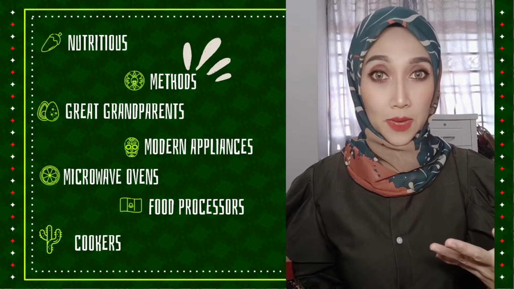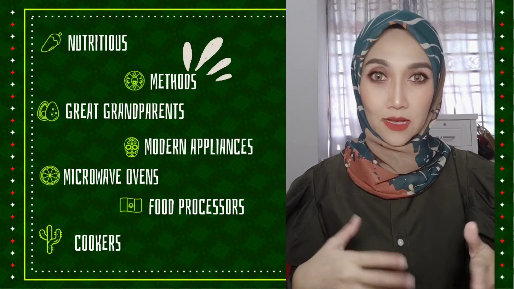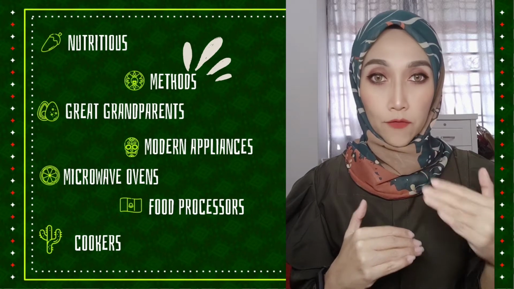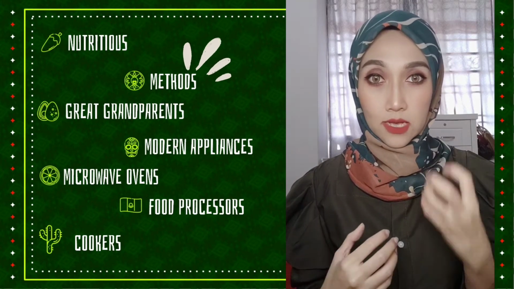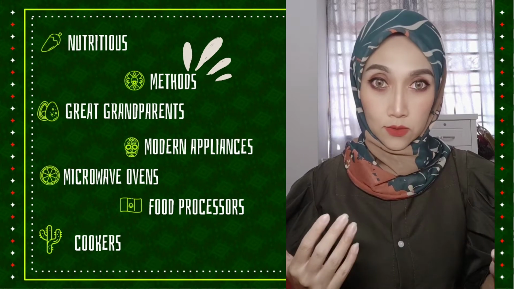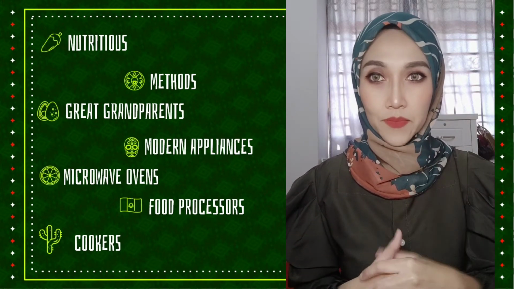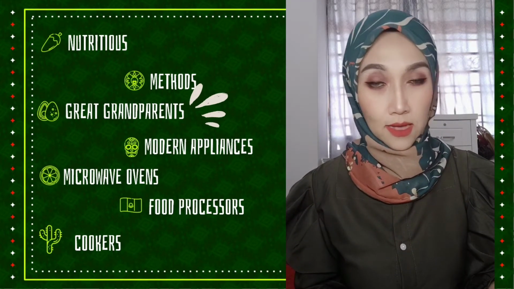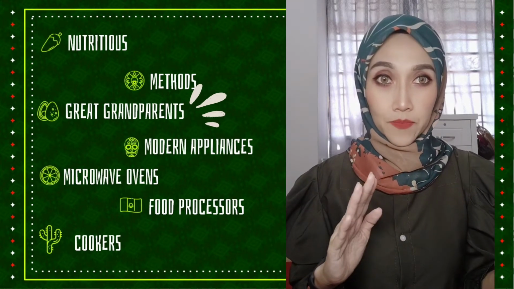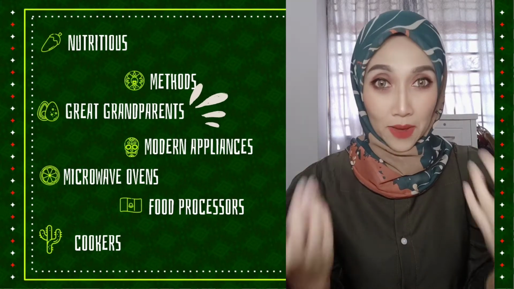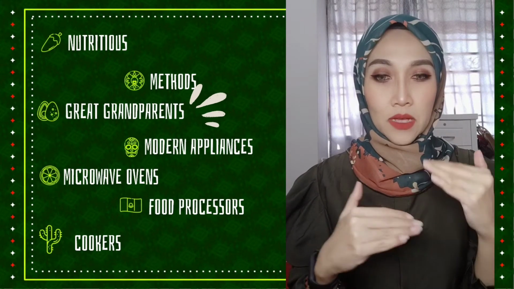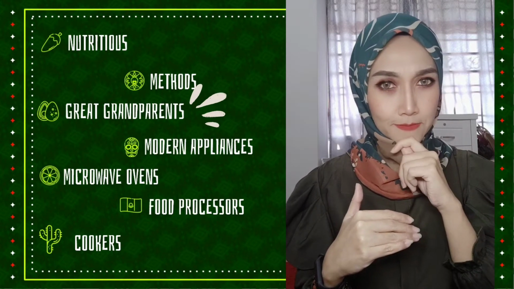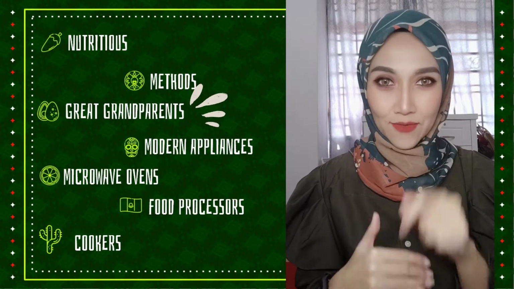Next, methods. What is methods? We've briefly discussed cooking methods. So methods is a way of doing things. Methods ni cara melakukan sesuatu. Next, great grandparents. You know grandparents is datuk nenek, right? So great grandparents are the parents of your grandparents. Maknanya ibu bapa kepada datuk nenek awak. In bahasa, moyang. That's great grandparents.